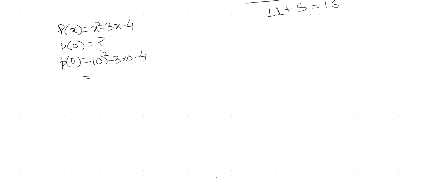So 0 square will be how much? 0. Minus 3 into 0 will be how much? 0. You know, if you multiply 0 by any number, you will get 0. So this will also be 0. And you have minus 4 here. Now this is plus 0, minus 0, cancel, right? So what is the answer? Minus 4. Clear? Yes, sir. So minus 4 is the answer. Hope you all understood. Yes, sir. Okay.